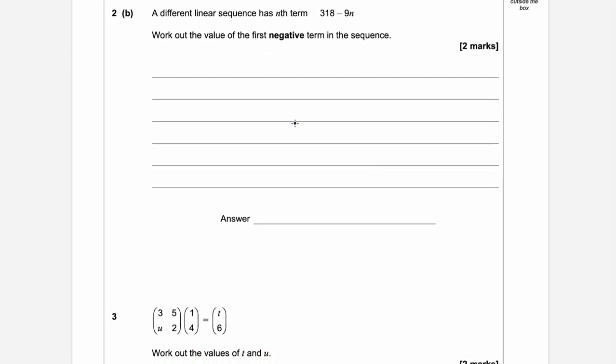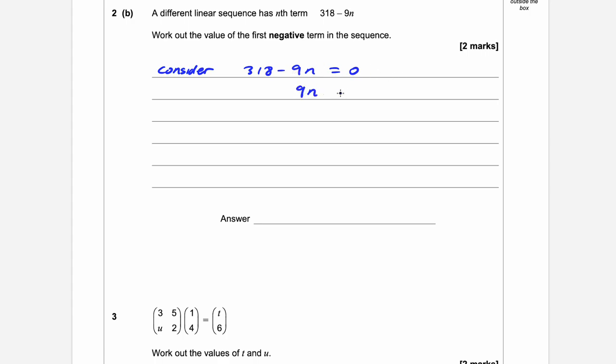Part b. A different linear sequence has nth term this. Work out the value of the first negative term in the sequence. Okay, the first negative term. Let's find out. Consider 318 minus 9n equals 0. Let's find out when this equals 0, and the first negative term will be the term after whatever the answer to this is. So let's solve this.